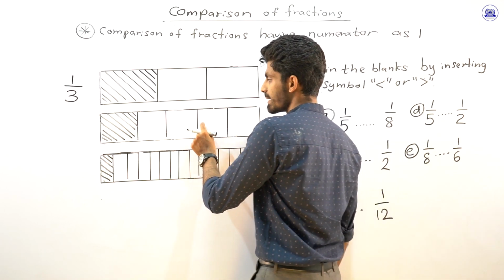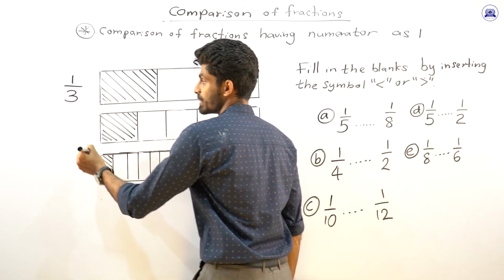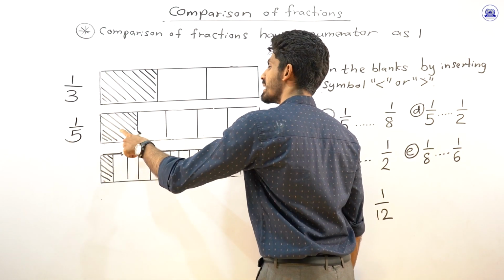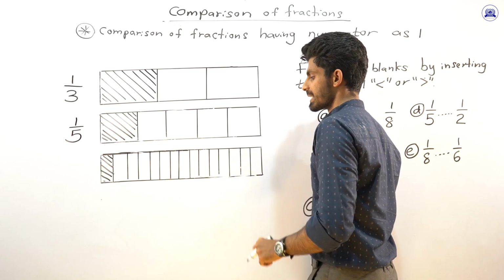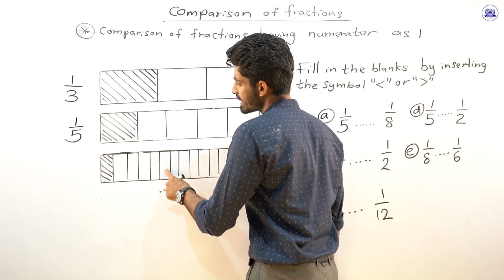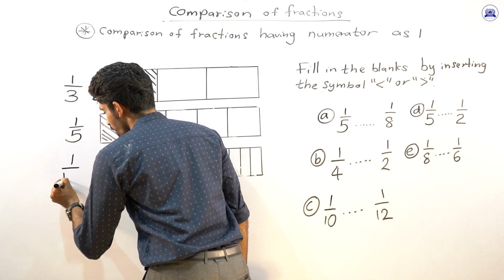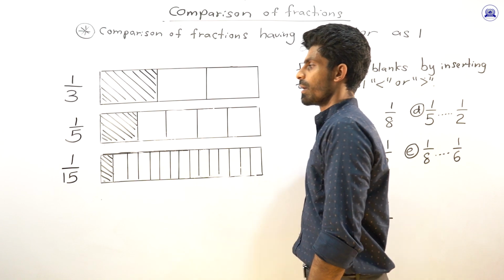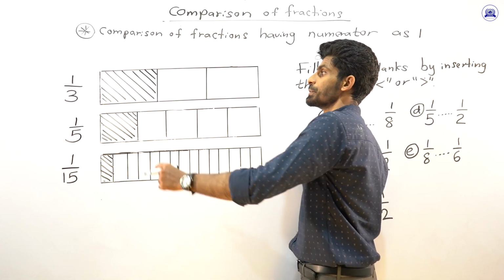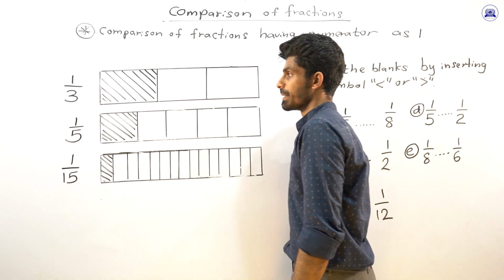Very easy, just tell me the fraction here. That one is very easy. 1 over 5. One is colored out of 5 portions. Then 1, 2, 3, 4, 5, 6, 7, 8, 9, 10, 11, 12, 13, 14, 15. 1 over 15. Only one portion is colored out of 15 portions. So 1 over 3, 1 over 5, or 1 over 15.